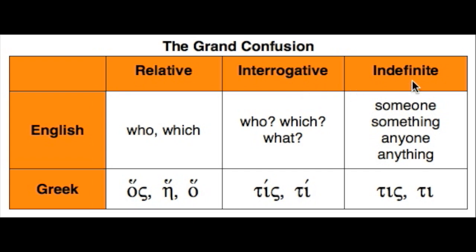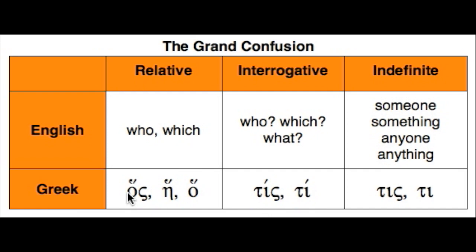So you can understand how this gets a little bit confusing when you compare the relative, interrogative, and indefinite forms of pronouns between Greek and English. We saw that in English, the relative and interrogative pronouns use the same words, right? Well, the interrogative will have a question mark because it's interrogating, it's asking a question. The indefinite form in English will be quite different. Someone, something, anyone, anything. But in Greek, we saw that the relative pronoun is quite different from the interrogative pronoun.